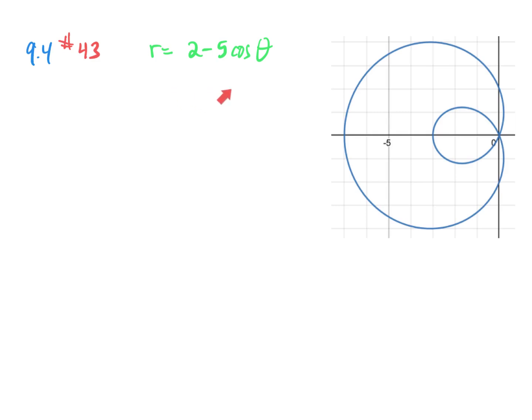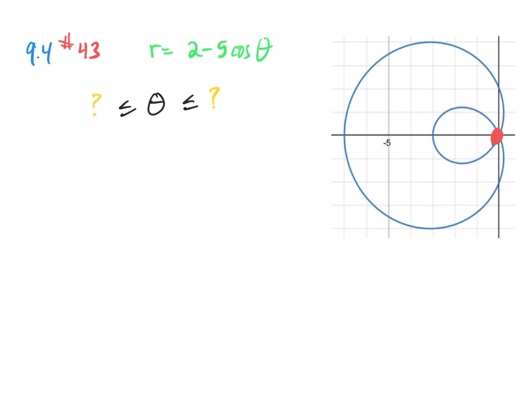For number 43, first I ask for a graph using a graphing utility. There she is. Next, they ask for an interval of theta values, which would cause a particle to traverse this entire curve exactly once. Suppose we started at the origin. At this point, the pole, r is 0.